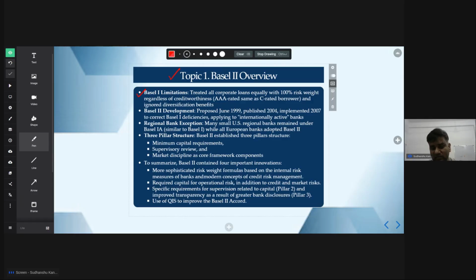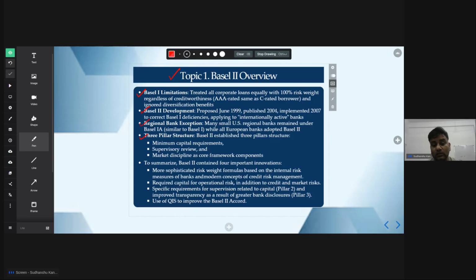There is a three pillar structure in Basel 2. Basel 2 is built on three mutually reinforcing pillars. One is the minimum capital requirement, pillar one. One is supervisory review, pillar two, and one is market discipline, pillar three. These three pillars ensure that capital is calculated properly, which is pillar one, risks not captured in formulas are addressed properly, which is supervisory review, and market discipline through bank transparency, which is pillar three.